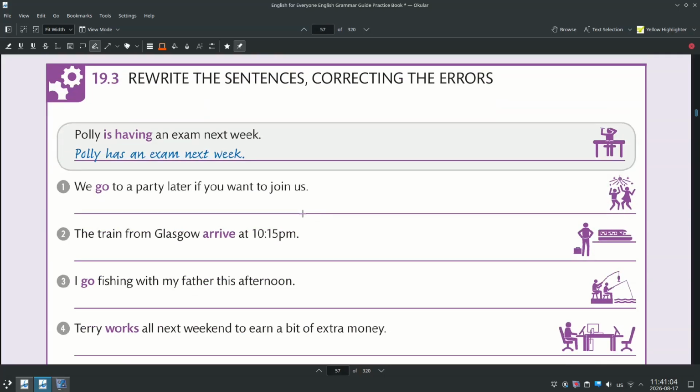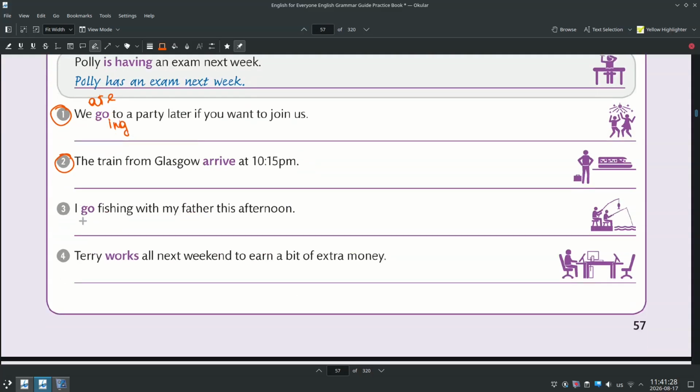19.3. Rewrite the sentences correcting the errors. Number 1. We go to a party later if you want to join us. Something is not okay. We are going. We are going to a party later if you want to join us. Number 2. The train from Glasgow arrives at 10:15 p.m. Arrives.